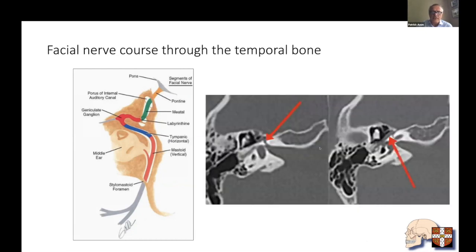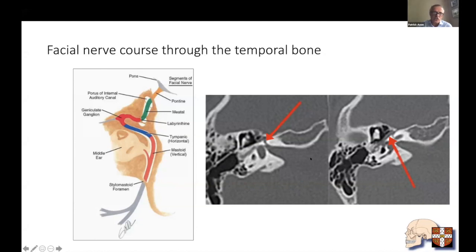And then the nerve runs forward in the labyrinthine portion of the fallopian canal, and this is a tight canal. It is at its narrowest at this point, and this is why patients present with facial palsy, with Bell's palsy, because the viral edema causes constriction at that point and reduces blood supply. And then, of course, it cuts forward from the first genu and it runs over the middle ear cleft.